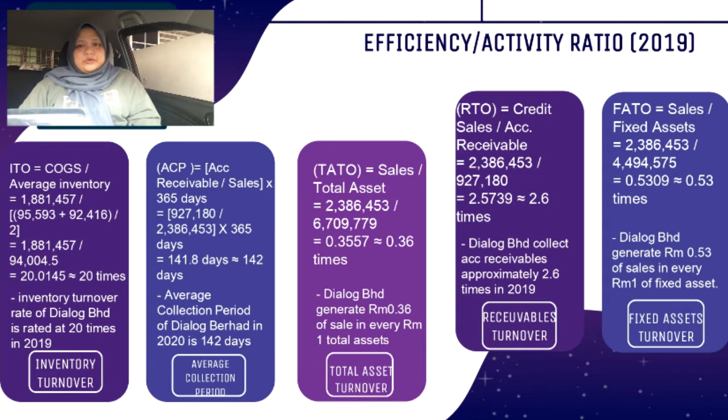The second ratio is efficiency or activity ratio, where there are 5 elements under this ratio. The first one is inventory turnover. The inventory turnover rate for Dialog Group Berhad in 2019 is 20 times. The second is average collection period, which for Dialog Group Berhad in 2019 is 142 days. The third is total asset turnover, where Dialog Group Berhad generates 36 cents of sales in every RM1 of total assets. The fourth one is receivable turnover, where Dialog Group Berhad collected accounts receivable approximately 2.6 times in 2019. And the last element for this ratio is fixed asset turnover, where Dialog Group Berhad generates 53 cents of sales in every RM1 of fixed assets.